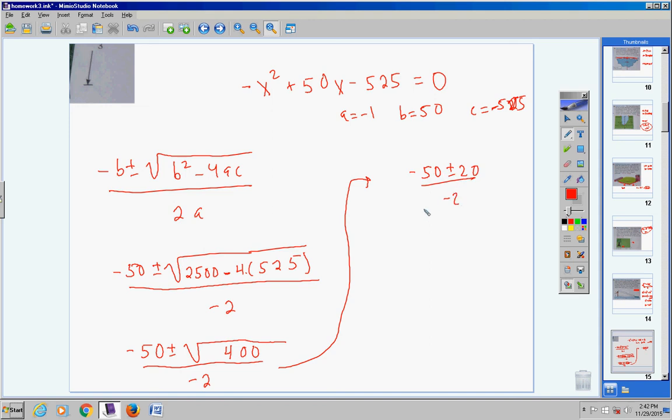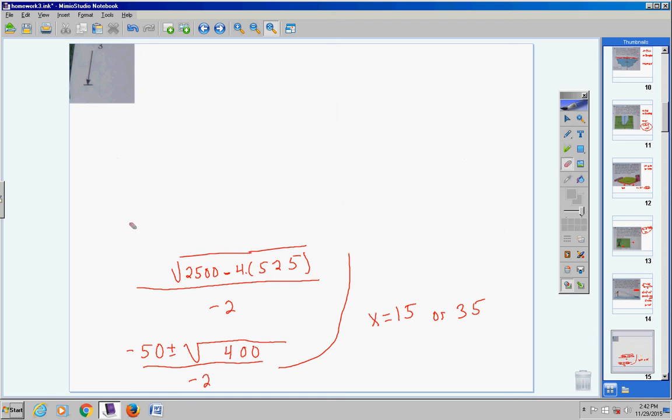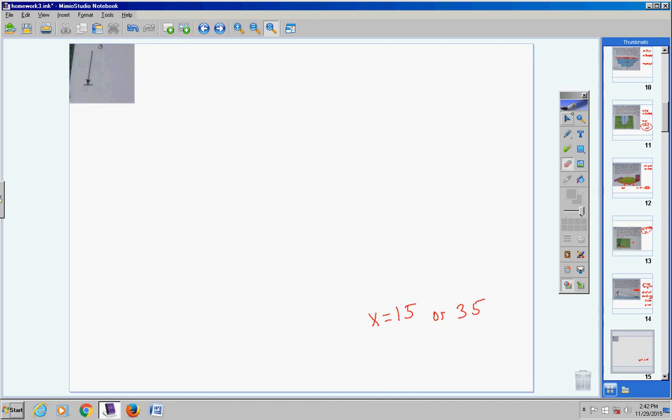Now let's split this up. I have negative 50 plus 20 all over negative 2, and I have negative 50 minus 20 all over negative 2. Well, over here I'm going to get negative 30 over negative 2, which is positive 15. Over here I get negative 70 over negative 2, a positive 35. So I'm getting two different answers, which is fine. So there's my two x values. Don't forget that. Those are your x values. That's not your final answer. You're just telling me what x equals.